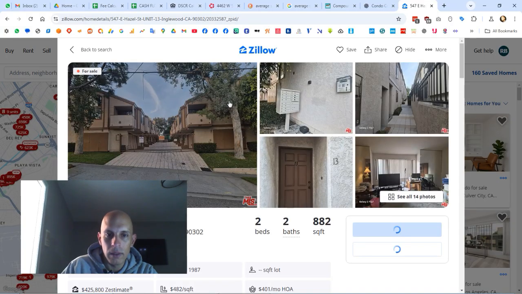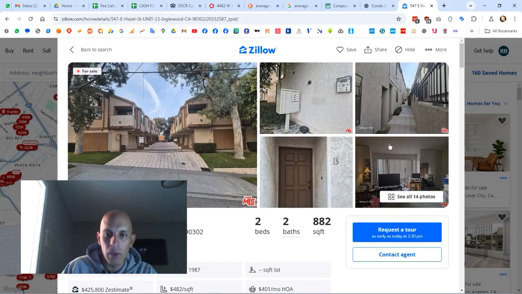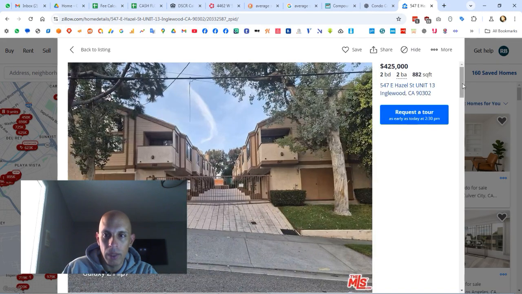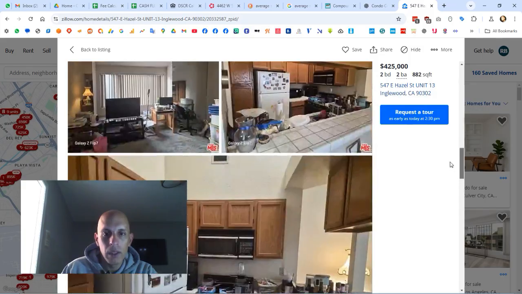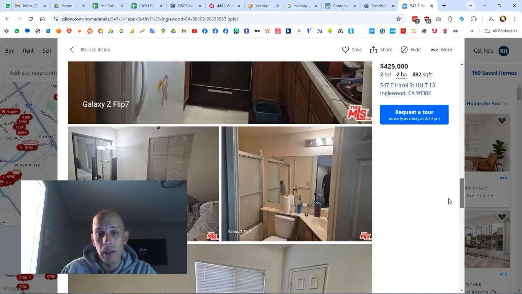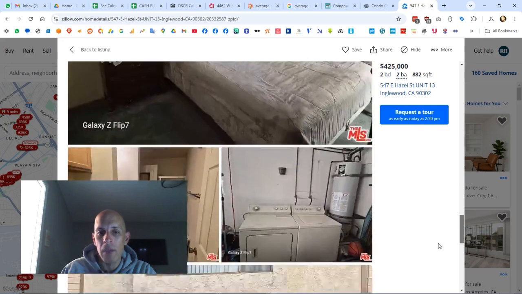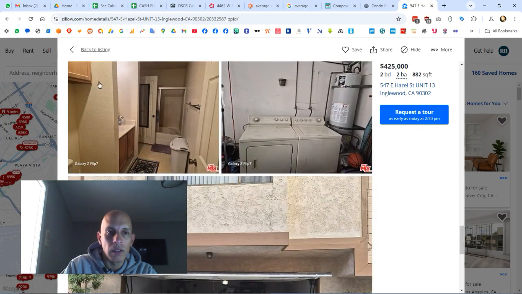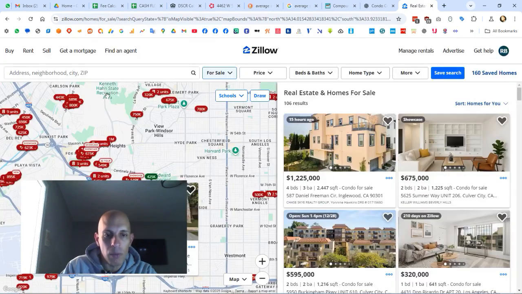And this is if you don't do the rehab, right? So this is what this unit looks like without the rehab. So if you make your place look better than this post rehab and then try to sell it, you're likely going to be getting a lot more money. And this is again 425.